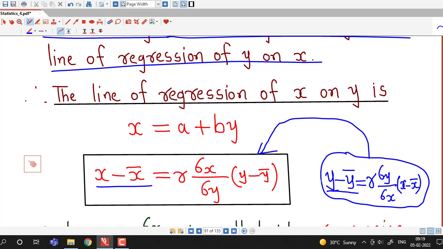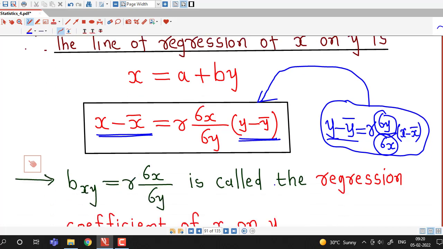Here I have y minus y bar, so I replace it by x minus x bar. r remains as it is. Sigma y is replaced by sigma x, sigma x is replaced by sigma y, and y minus y bar is replaced by x minus x bar.